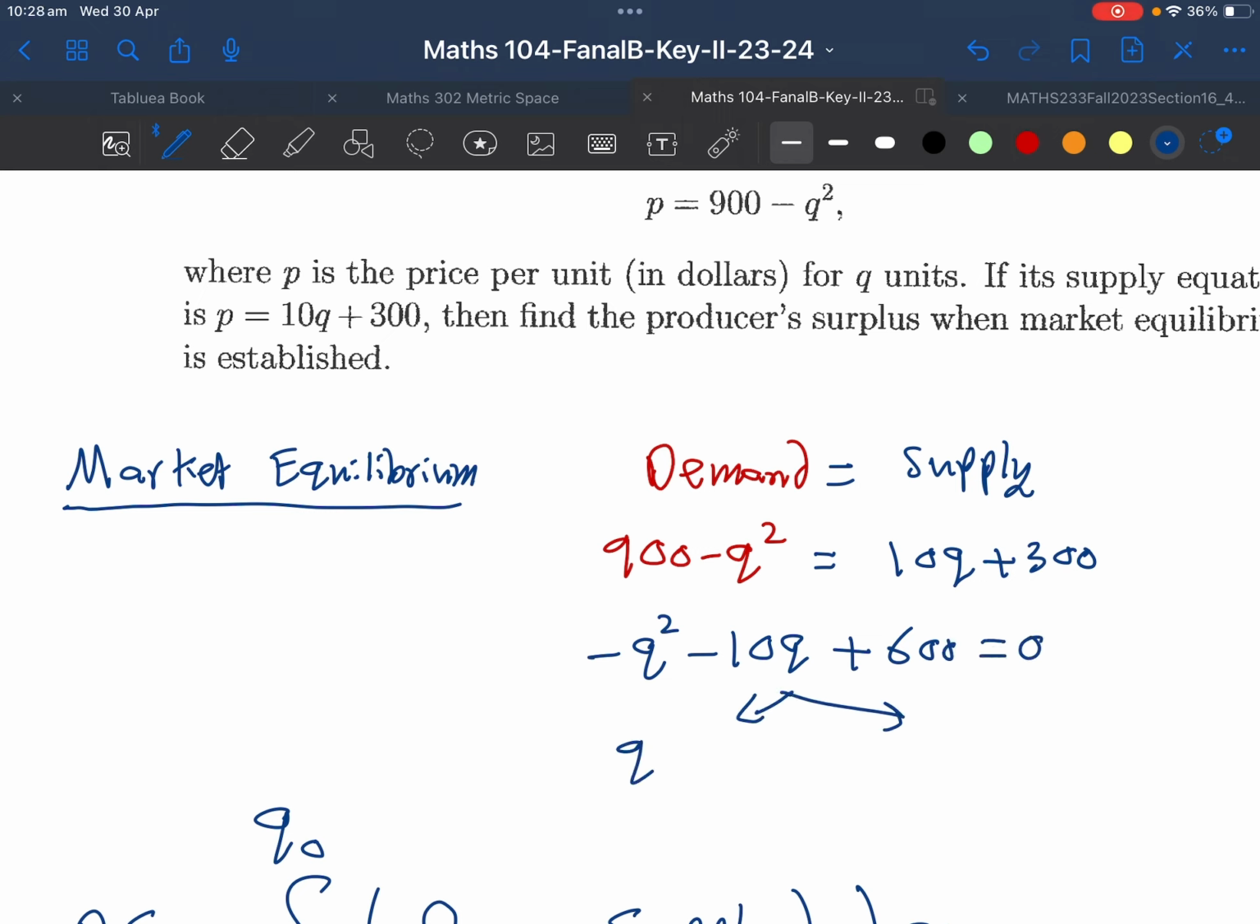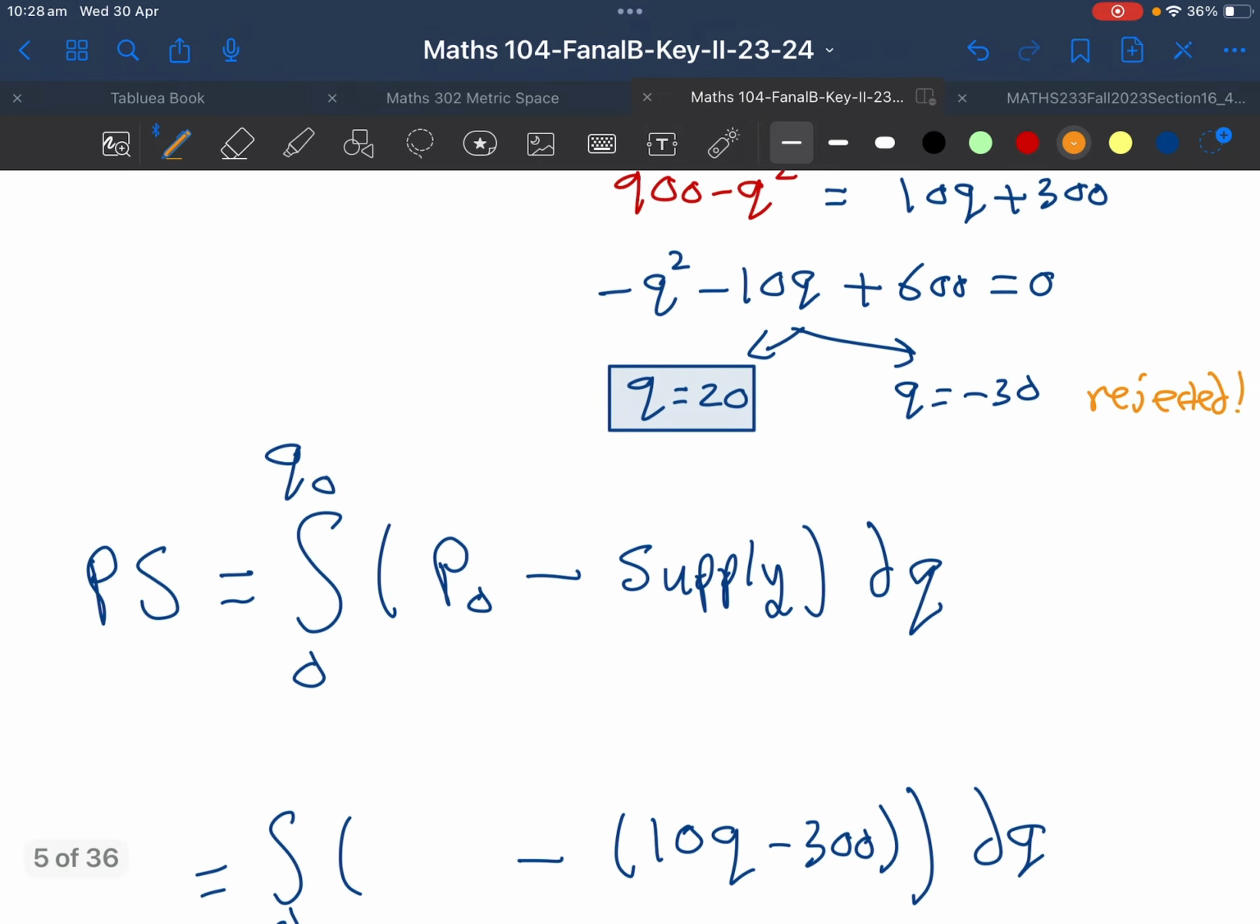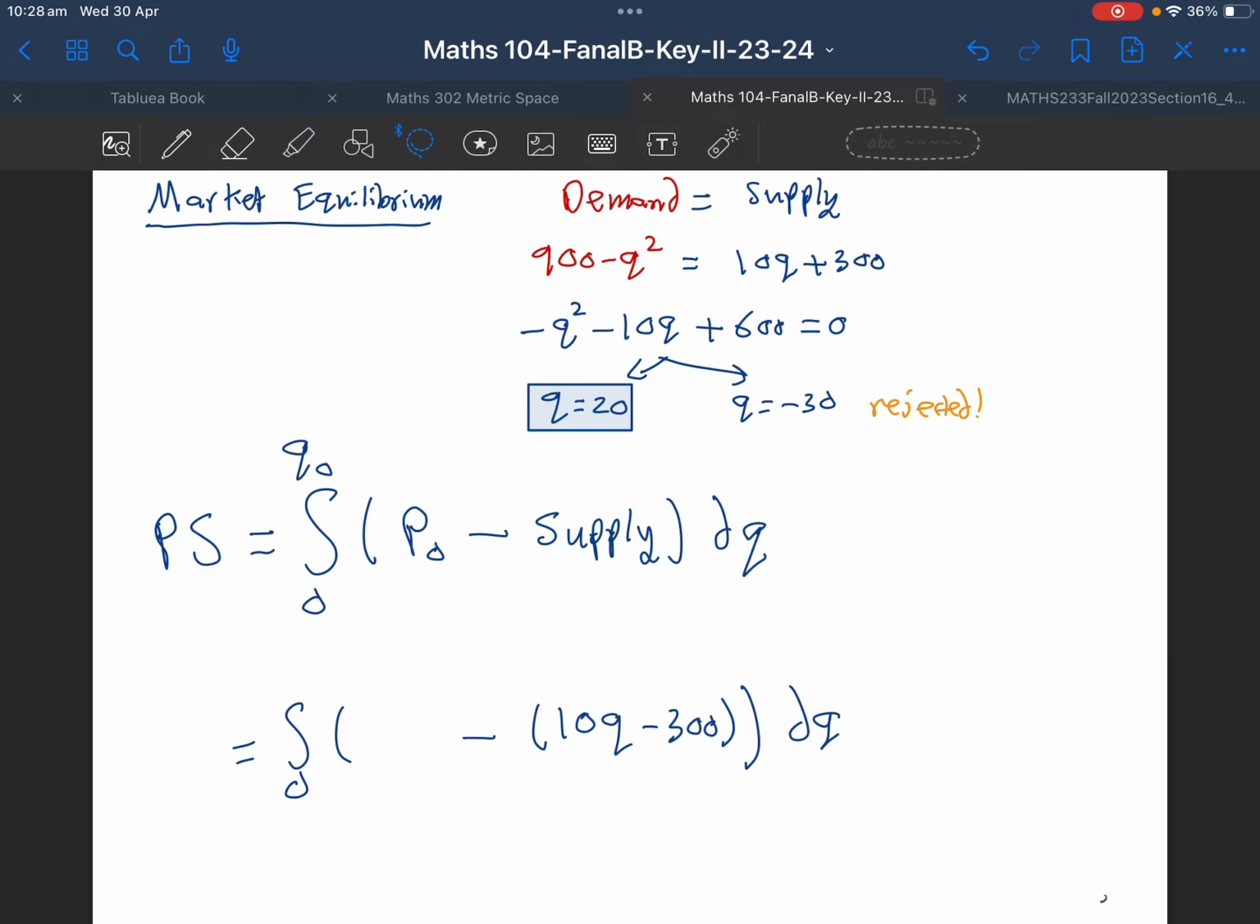This will give you two answers. Either q equal to 20, which fair enough, it's a good answer, or q will be just negative 30, and that's rejected. Why is it rejected? Because we don't have any quantity which is negative. So that's what we get here.